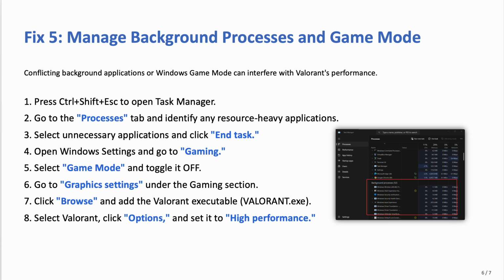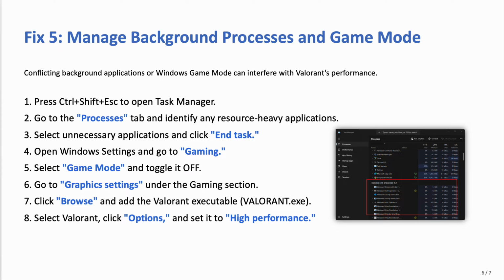After that, manage background processes and game mode. Conflicting background applications or game mode can interfere with Valorant performance. Press Ctrl Shift and Escape to open the task manager. Go to the processes tab and identify any resource heavy applications. Select unnecessary applications and click the option of end task.